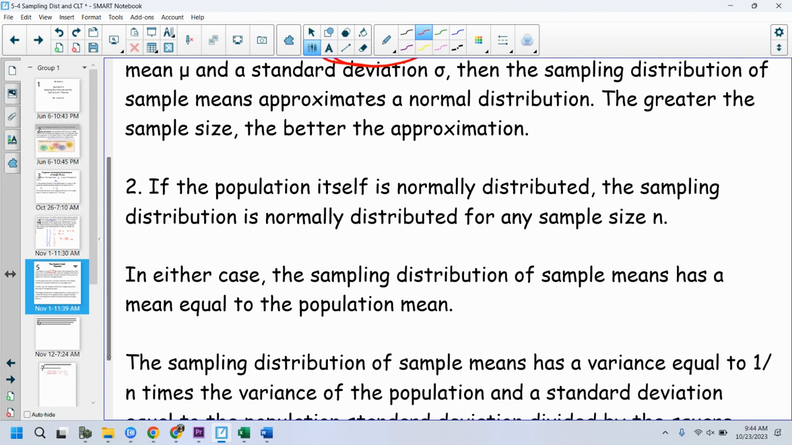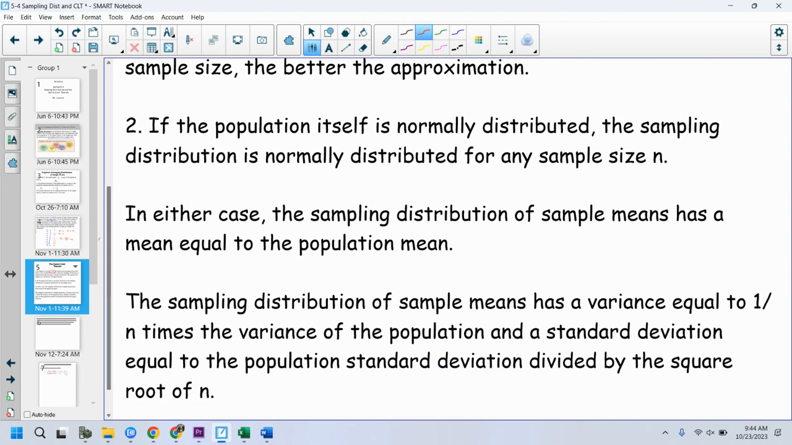A couple other things. In either case, the sampling distribution of sample means has a mean equal to the population mean. If I take the mu of all those x bars, it will be equivalent to mu in the end, or get very close to it so that we can say it's the same. The sampling distribution of sample means has a variance equal to 1 over n times the variance of the population, and a standard deviation equal to the population standard deviation divided by the square root of n, which is sigma divided by square root of n. That's that same formula.